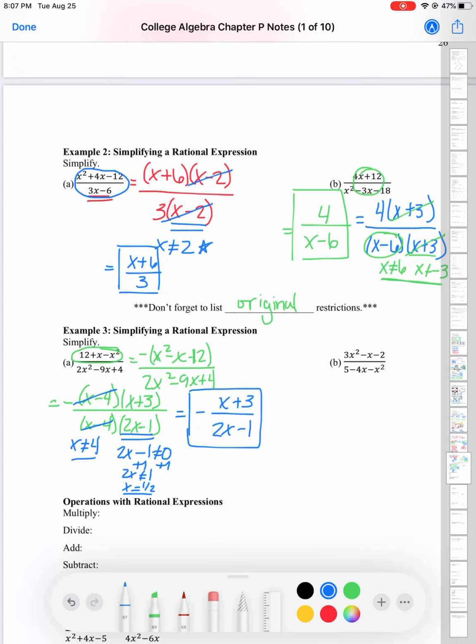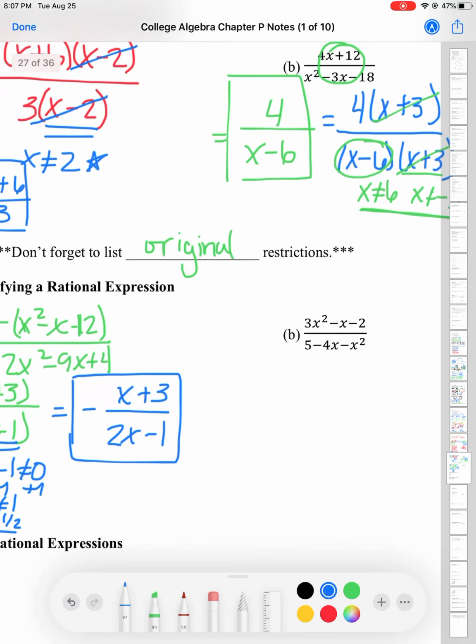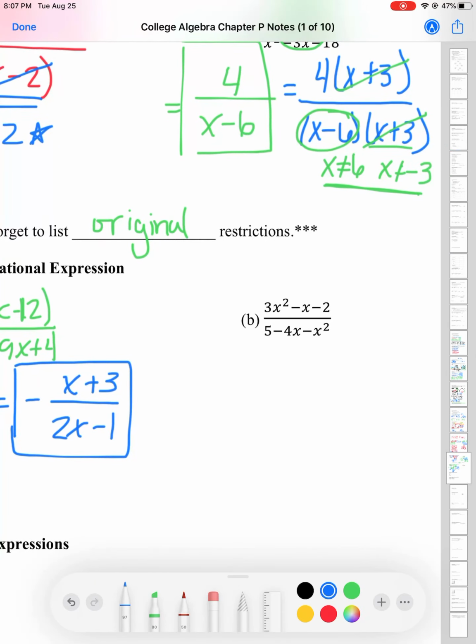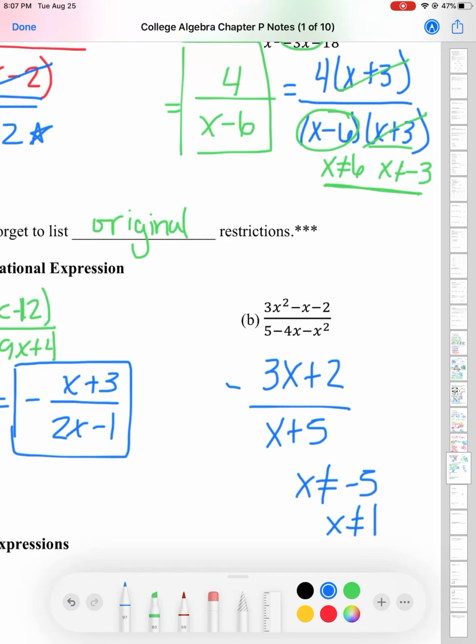Go ahead, pause me, and try part B. Your answer should be negative 3x plus 2 over x plus 5. X cannot be negative 5, and x cannot be 1.